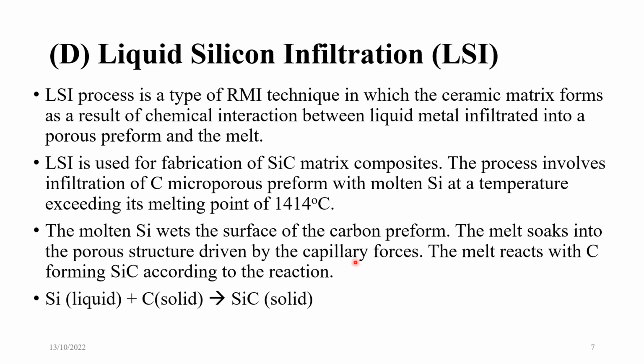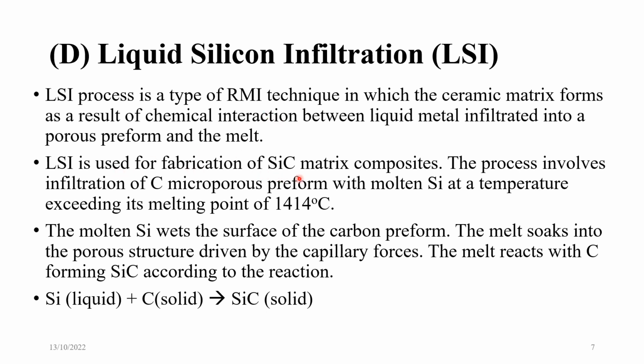Now coming to liquid silicon infiltration. As the name suggests, it is liquid silicon that is going to be infiltrated. So let's see how it is done. The liquid silicon infiltration process is a type of RMI technique, reactive melt infiltration technique, in which the ceramic matrix forms as a result of chemical interaction between the liquid metal infiltrated into a porous preform and the melt. So see, all the infiltration methods have a porous preform, a melt, and capillary action. Since the material is different, you get different names for the infiltration process.